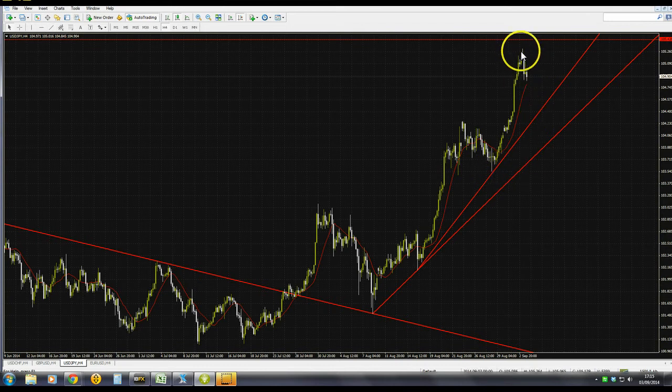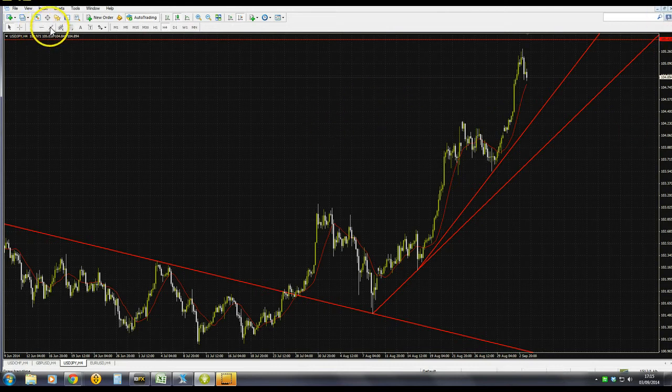So the price has gone up. It's made a nice spike, engulfing candle there. So the price is going to come back down. It's going to find some sort of support before it either continues on up or continues down the way. We'll see what happens to that one in the future.